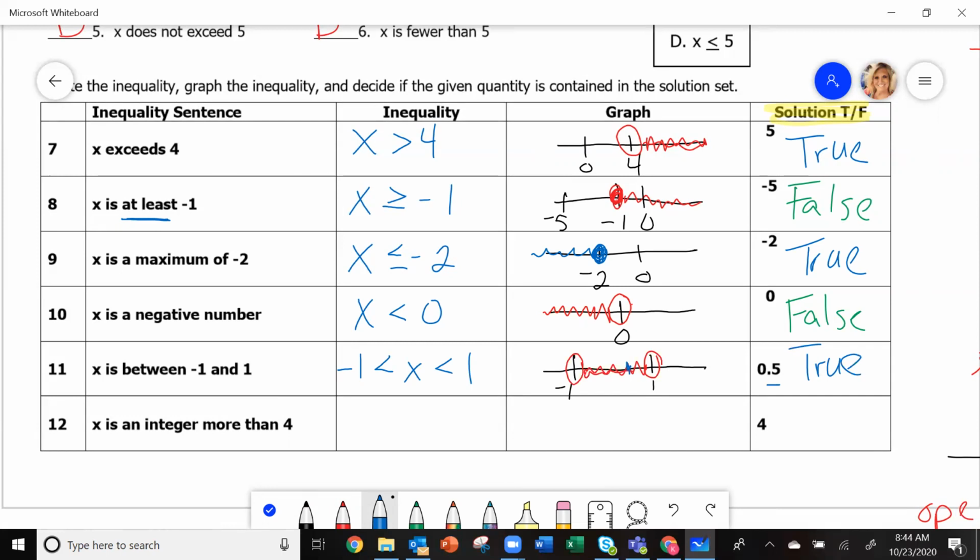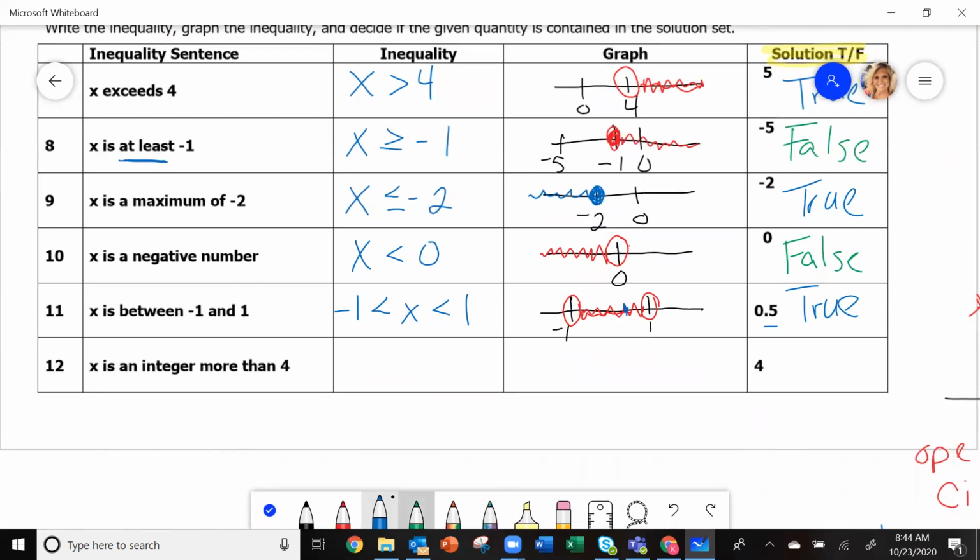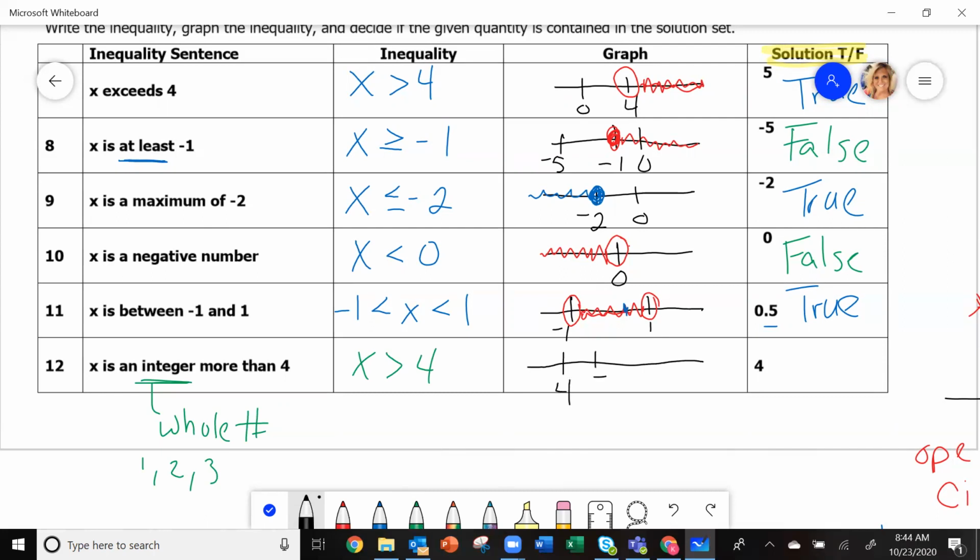Now the next one is going to make a difference when we graph because of the word integer. All right, let me move my paper up a little bit. This word integer is going to mean a whole number. It's going to be like 1, 2, 3. Integer means it can't be any decimal or fraction. It can be positive or negative, but it can't be a decimal or a fraction. So it's going to say x is more than 4. Well, that's fine. But now when we go to graph it, 4, 5, 6, 7.